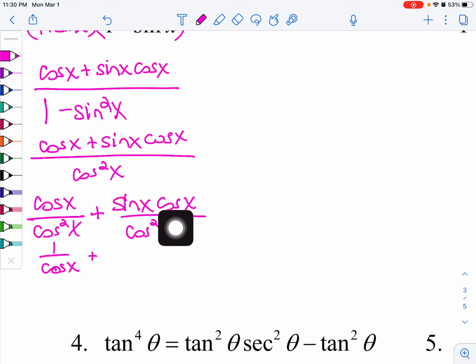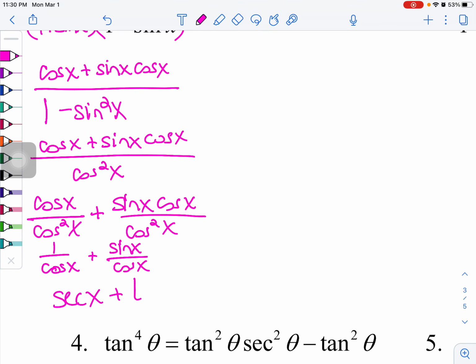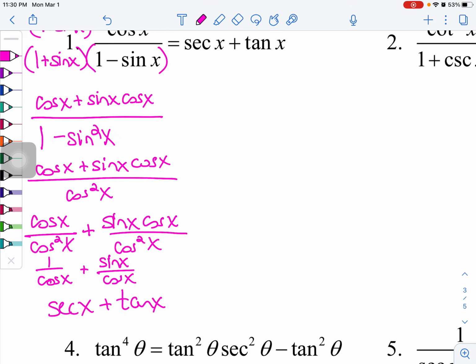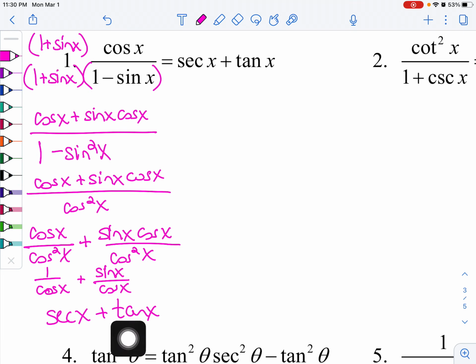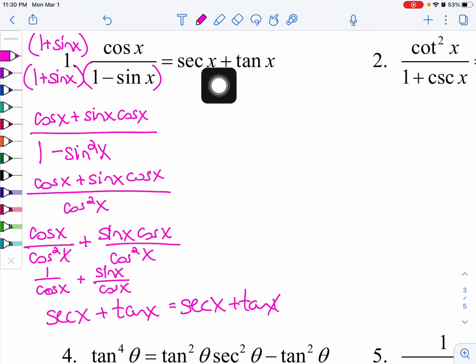Simplify. Let's see, cosine x over cosine squared x, that would just leave me 1 over cosine x. This cosine in the numerator will divide one of these cosines out. So that would be sine x over cosine of x. Let's see, 1 over cosine is really secant of x. Sine x over cosine of x is really tangent of x. And if I zoom out, this is exactly what I wanted to end up with on the right side.